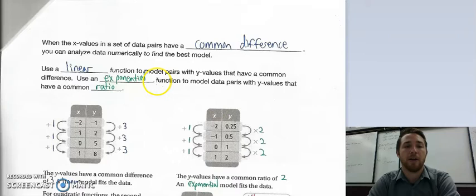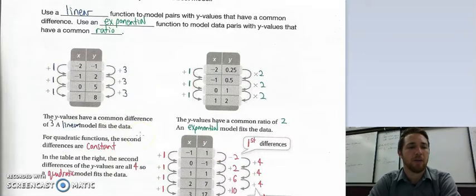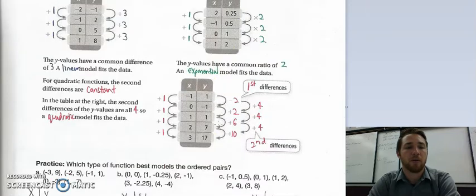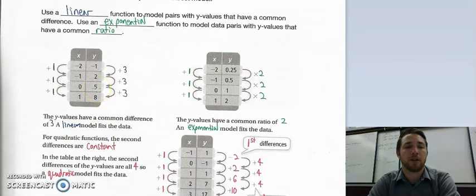That would be exponential. And again, we can kind of see here, y values have a common difference of 3 in your first table. That's linear. Y values have a common ratio of 2. That would be exponential. But when I don't have either, if I have a quadratic function, that's if I have second differences that are constant, not the first differences like what we saw with our linear.